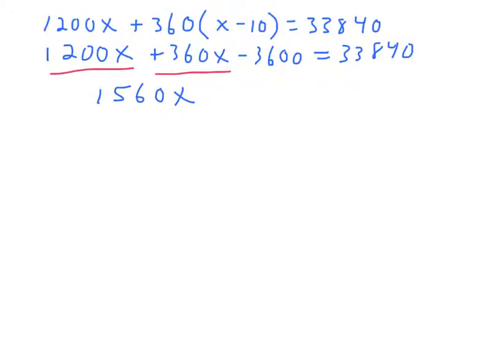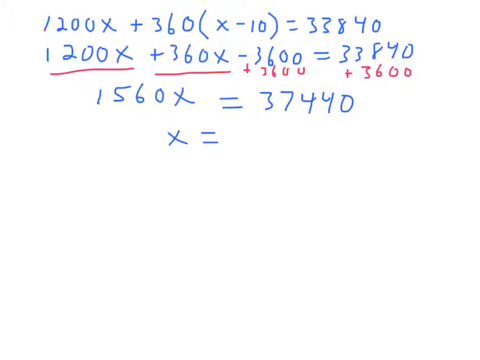And we could add 3,600 to both sides of the equation. So if you add 3,600 here, it would cancel, and then add 3,600 over here. And so on the right side of the equation, we're going to get 37,440. And then we'll just divide both sides by 1,560, and it comes out to $24.